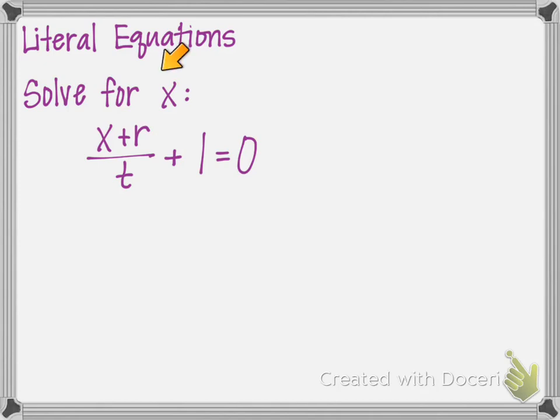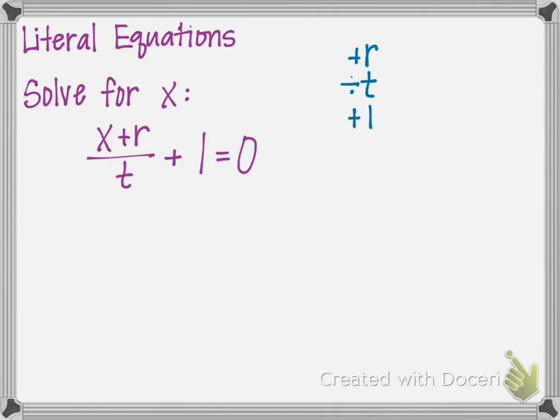So what we're going to do here is solve for x. Find your x. There's 3 different variables. I don't need any of them but the x. So I'm going to put my little arrow there. What's happening to the x? First, I'm adding r. I'm going to make a list. Then I'm dividing by t. And then the last thing I'm doing is adding 1. So that's my list of things I'm doing to x.